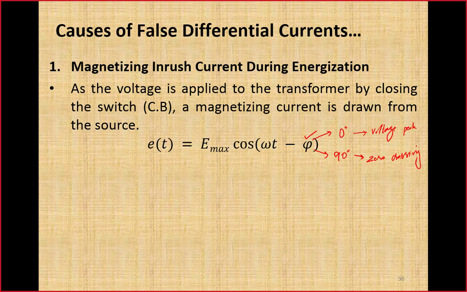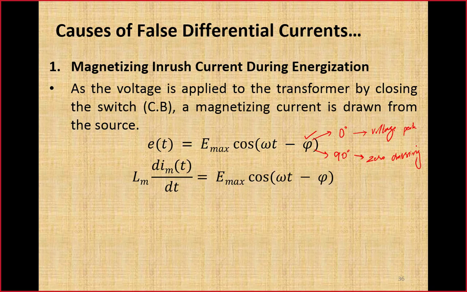Now when this voltage is applied across the transformer, it will appear across its magnetization branch. So the voltage that will appear across the inductance of the magnetization branch is given by this expression. That voltage will be the inductance of the magnetization branch, Lm, into di by dt. This is the voltage across an inductor equation. So that will be equal to E max cos(omega t minus phi).